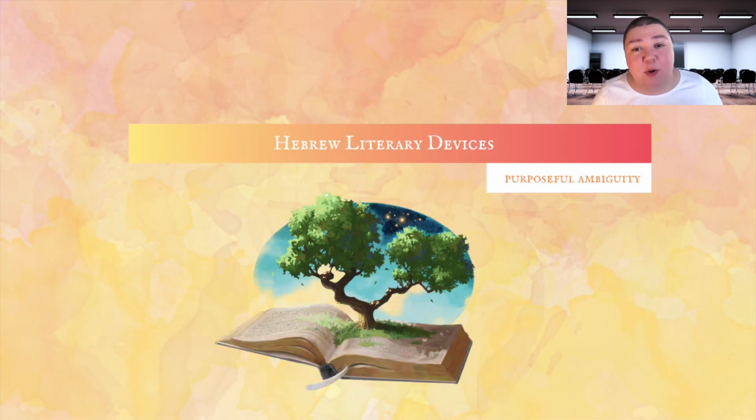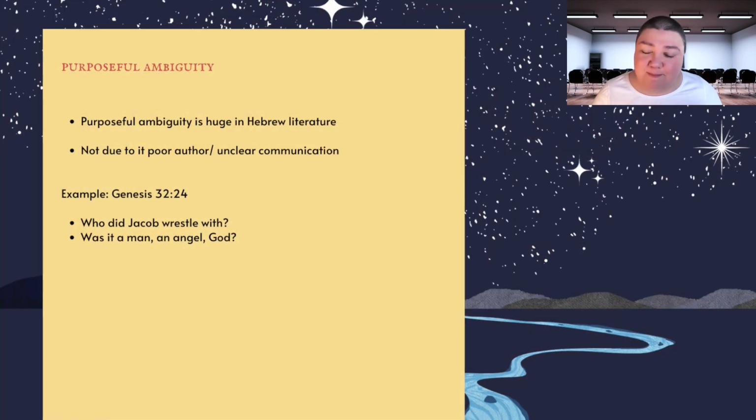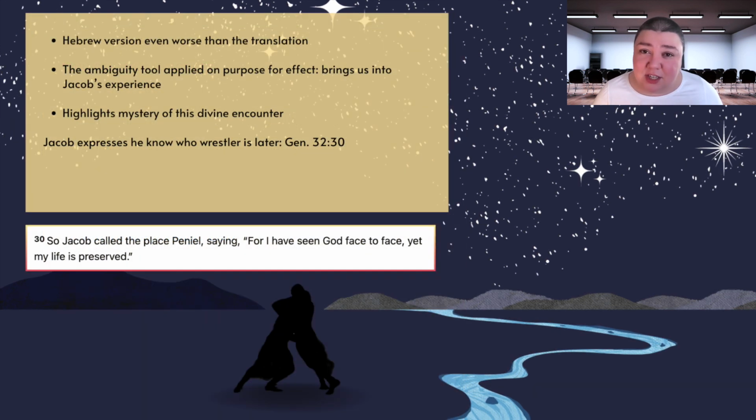And on that topic, purposeful ambiguity is a huge thing in Hebrew literature. The ambiguity placed in the text is not due to it having a poor author who can't seem to communicate clearly. An example of this can be found in Genesis 32:24, the story of Jacob wrestling a stranger in the night. Who did Jacob wrestle with? Was it a man? An angel? Was it God? Now, if you thought the English translation was confusing, the Hebrew version is even worse than the translation, as in it's even more confusing and murky.